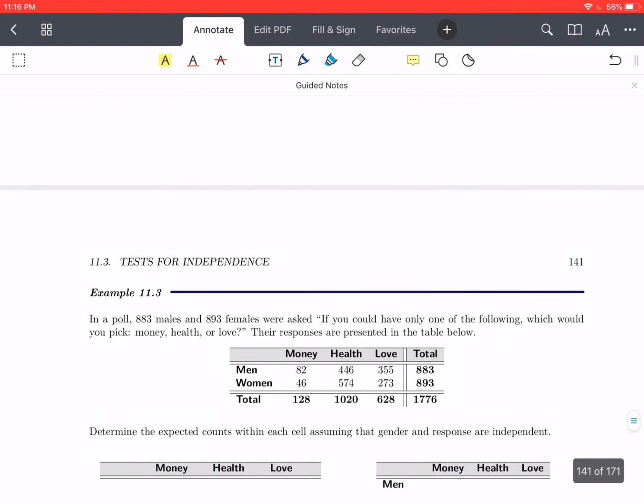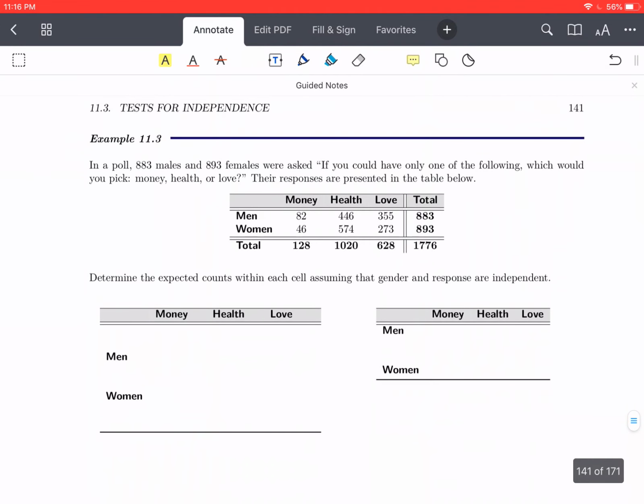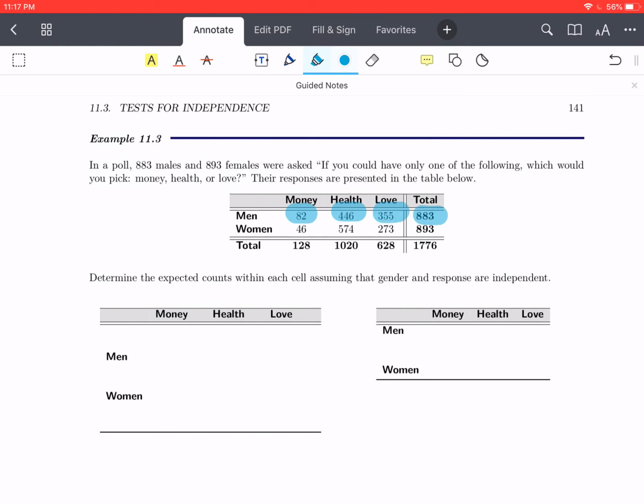So let's go ahead and look at an example of this. In a poll, 883 males and 893 females were asked, if you could have only one of the following, which would you pick? Money, health, or love? Their responses are presented in the table below. So men, 82 of them said money, 446 said health, 355 said love. So that's for a total of 883. And then women, 46 said money, 574 said health, and 273 said love, for a total of 893. Okay, and then you add up all of those people, and that leaves us with 1,776 total participants.